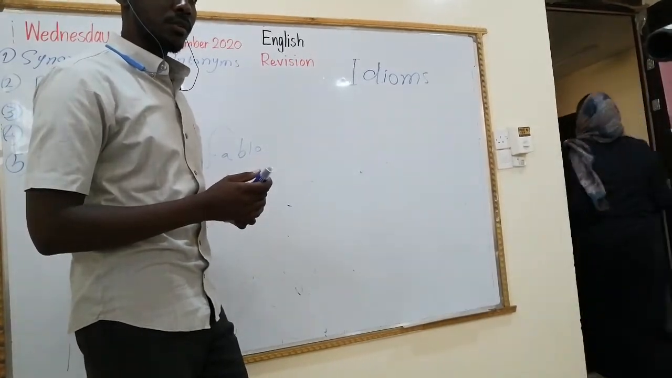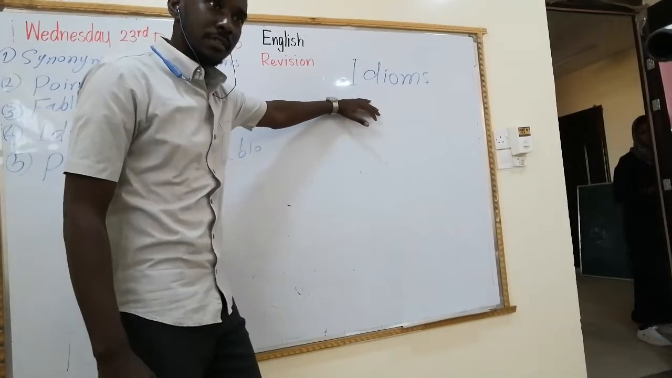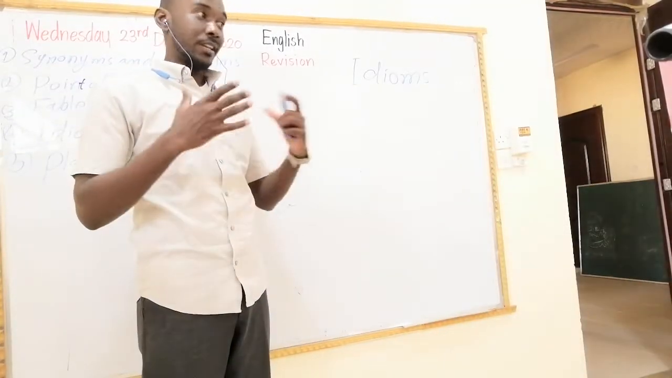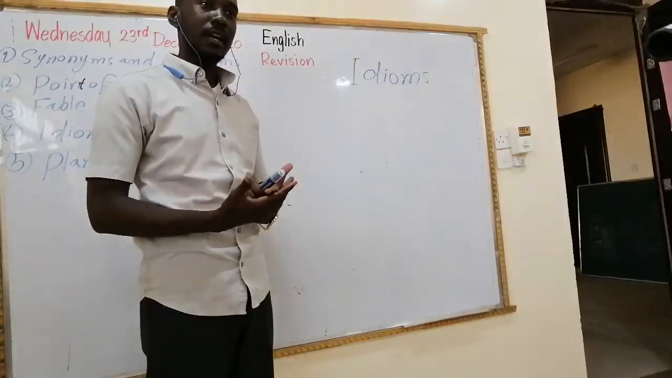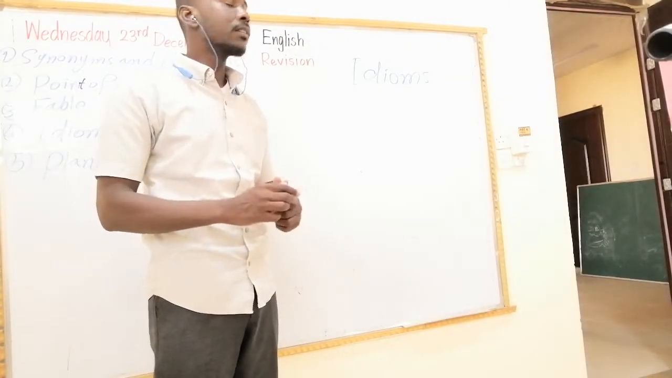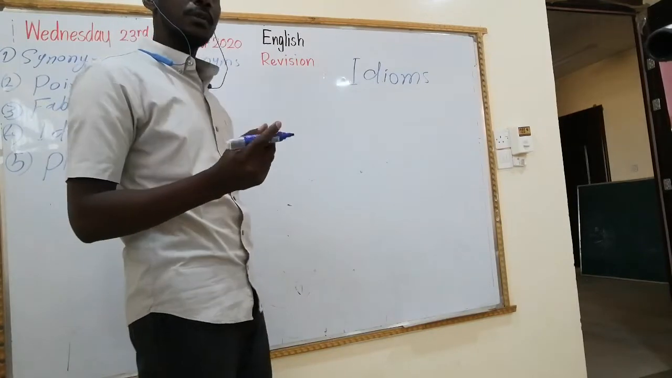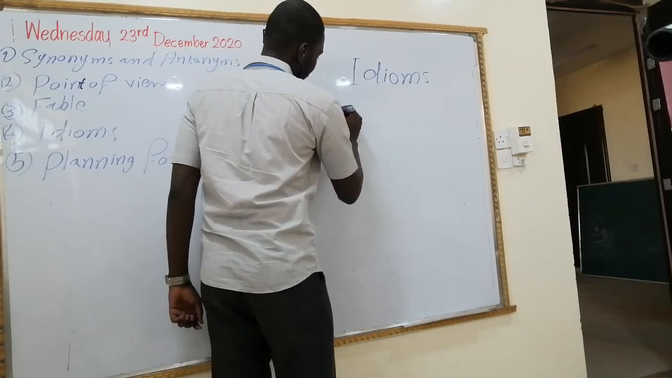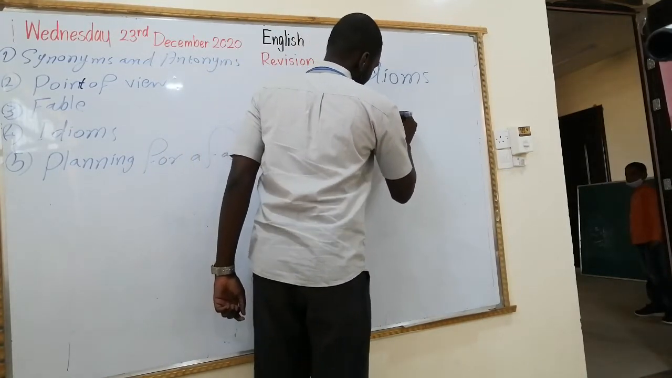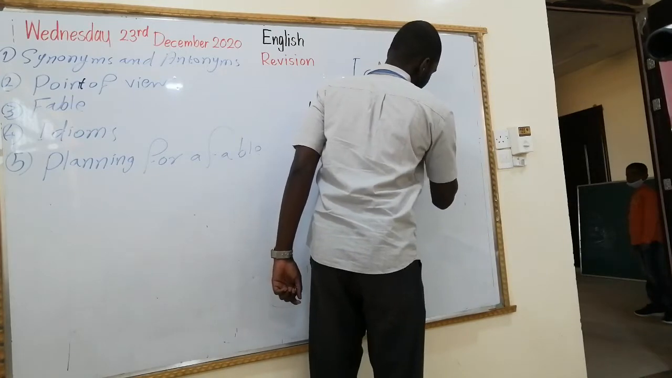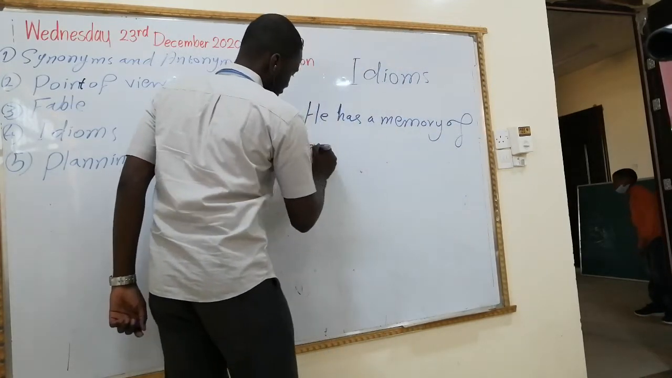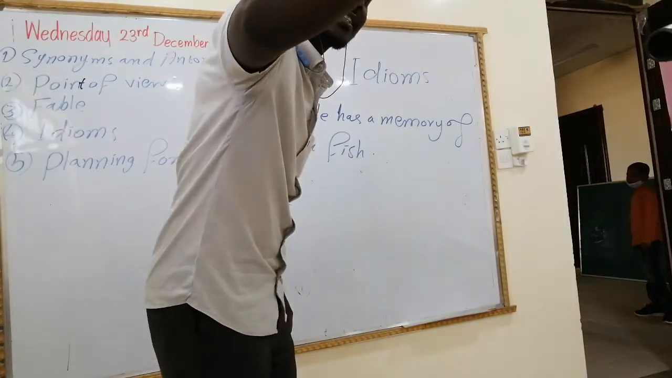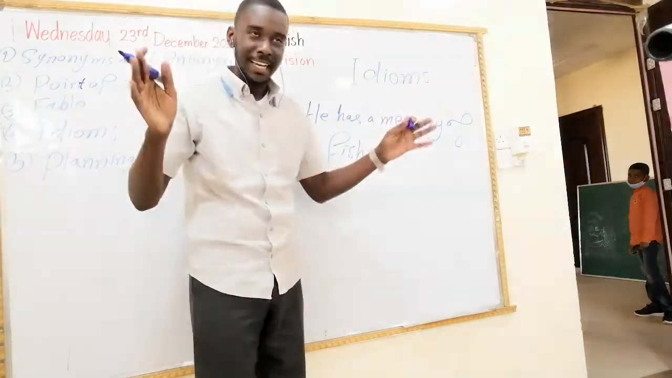Good. So we stopped at idioms. We said that an idiom is when you say something but you actually mean a different thing. There was an example: he has a memory of a fish. Somebody who has a memory of a fish forgets a lot. He forgets really a lot, okay?